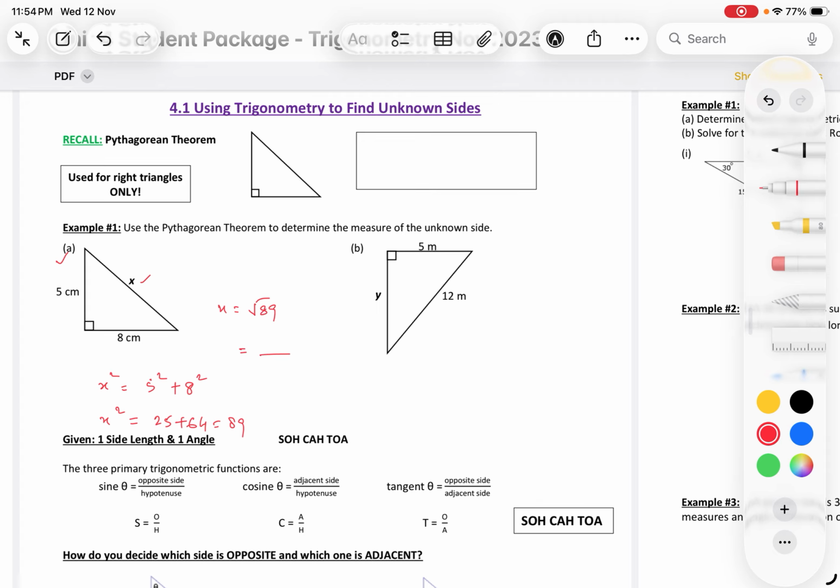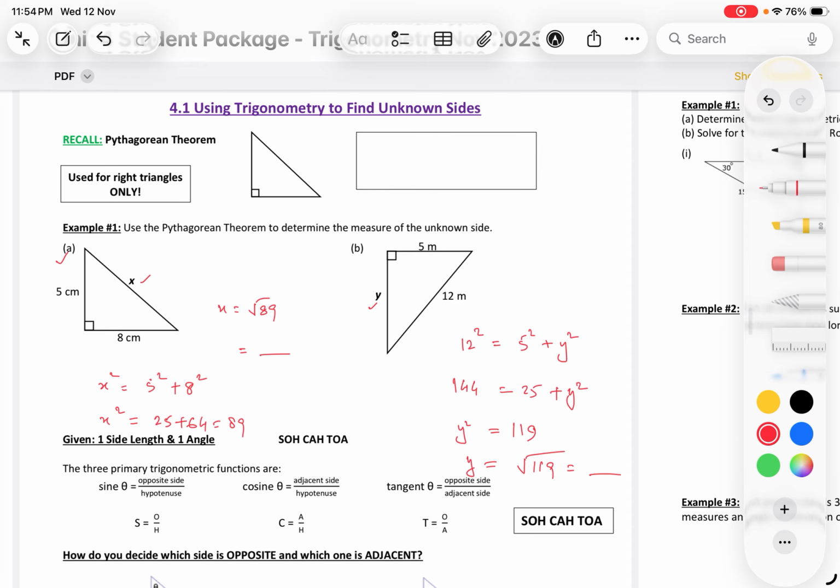In part B, they are asking you to find one of the sides other than the hypotenuse, right? So here again hypotenuse square, that is 12 square, is equal to 5 square plus y square. So it is 144 equals 25 plus y square. It simply means y square is equal to 144 minus 25, which is 119. So we can find y as square root of 119, and then using calculator we can find the exact value.